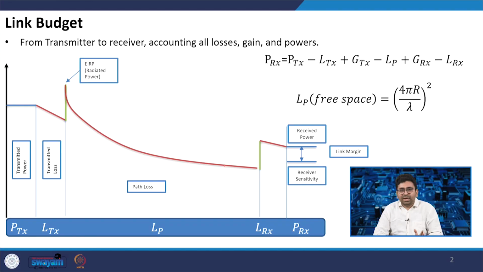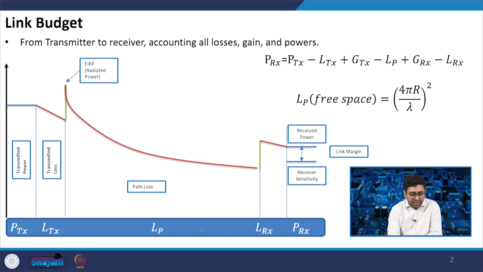Here the link budget will help us understand at what level your loss is there, how much gain you are achieving, and what should be the receiver sensitivity. All that analysis can be done. For that, in the slide there is a picture in which, on the left side, there is a power, and at different places how this power is changing.